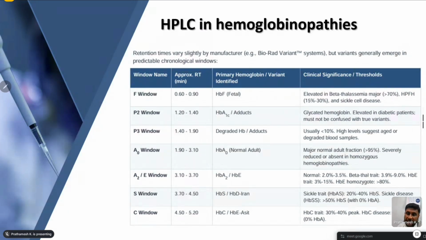S विंडो में आपका आता है HbS या फिर HbD Iran. अगर सिकल ट्रेट है तो 20 to 40% रहेगा एस विंडो, डिजीज है तो more than 50%. और सी विंडो में HbC एंड HbE. HbC ट्रेट 30 to 40%, अगर डिजीज होगा तो more than 90%.